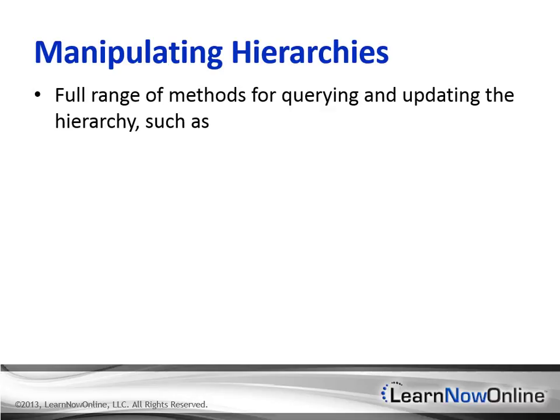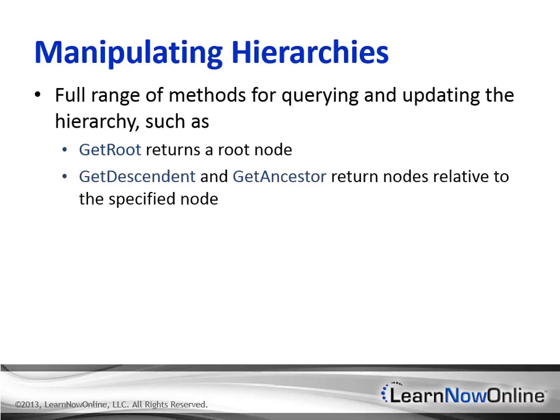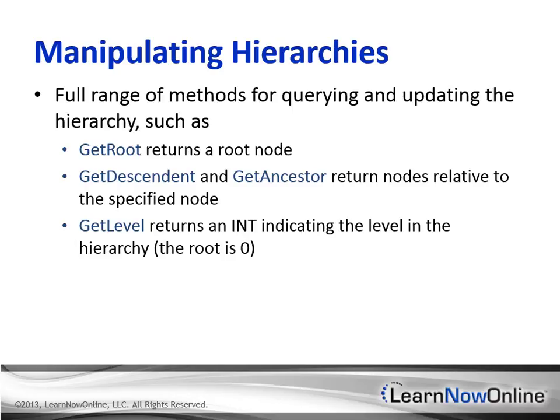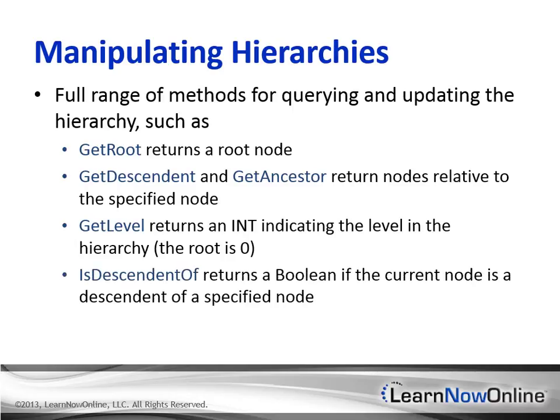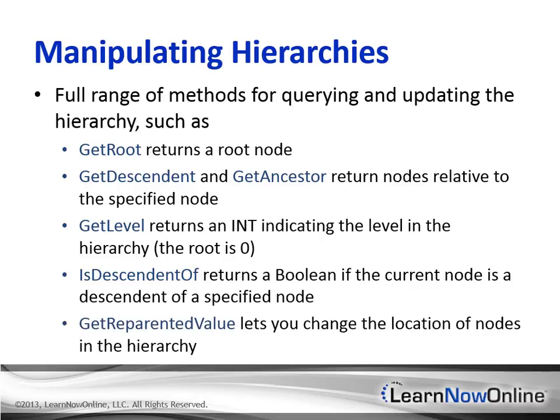SQL Server includes a full range of methods that you can use to query and update the hierarchy, and a few include getRoot, which returns the root node, the topmost node in the hierarchy. getDescendant and getAncestor return nodes relative to the specified node. getLevel returns an int that indicates the level in the hierarchy, and remember that the root is 0. isDescendantOf returns a Boolean value if the current node is a descendant of a specific node. And then getReparentedValue lets you change the location of nodes in the hierarchy. Kind of a funky name for that one.